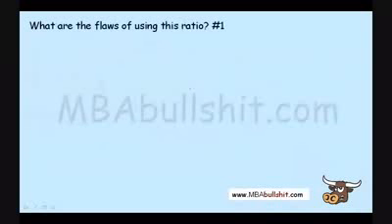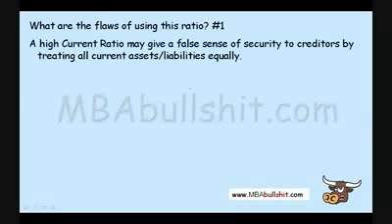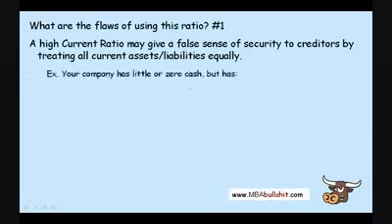Okay, so that's it. Now, what are the flaws in using this ratio? Well, let's look at flaw number 1. First, a high current ratio may give a false sense of security to creditors by treating all current assets and current liabilities equally. Now, what do I mean? Well, let's look at an example.